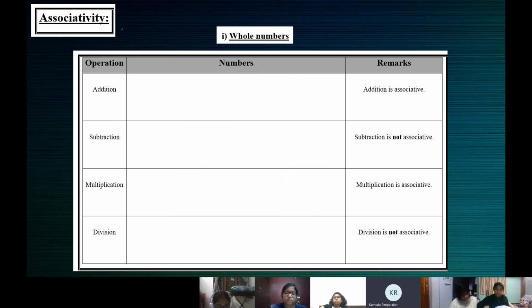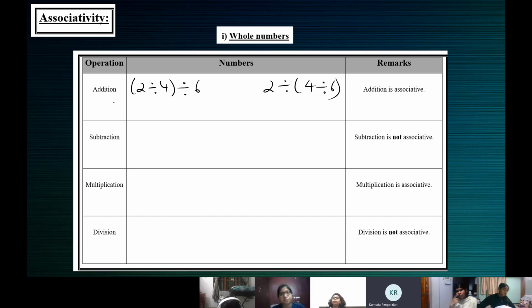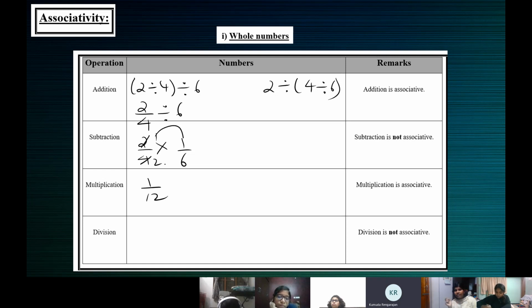Let's solve this again. 2 divided by 4 divided by 6. How do we do this? Here it is, 2 by 4 divided by 6. So 2 by 4 into 1 by 6. 2 ones are 2, 2 twos are 4, 1 by 12. Multiply the numerators, multiply the denominators, 1 by 12.